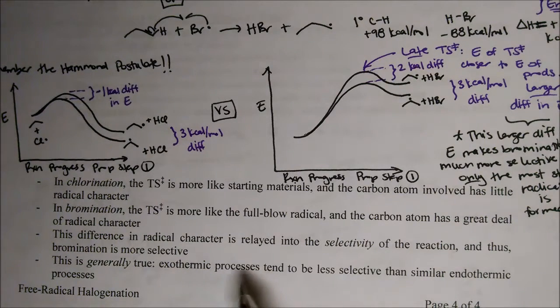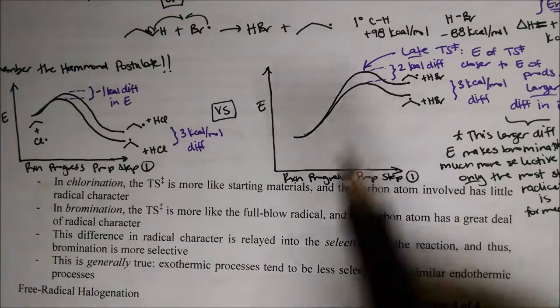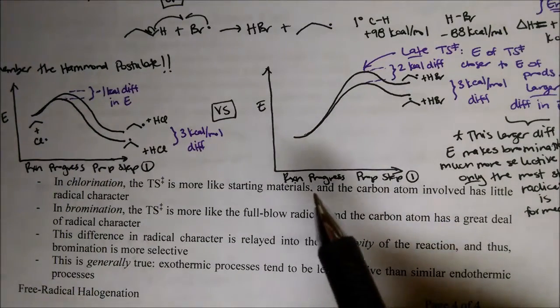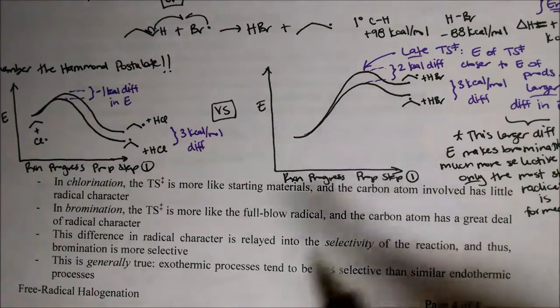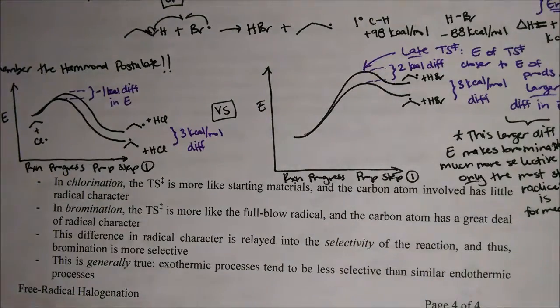This is generally true: exothermic processes tend to be less selective than similar endothermic processes. Again, it's because of that difference in energy at the transition state. It's going to go for the more stable route more of the time. It's going to form the most stable radical, and that's because the energy difference is more pronounced. Awesome.